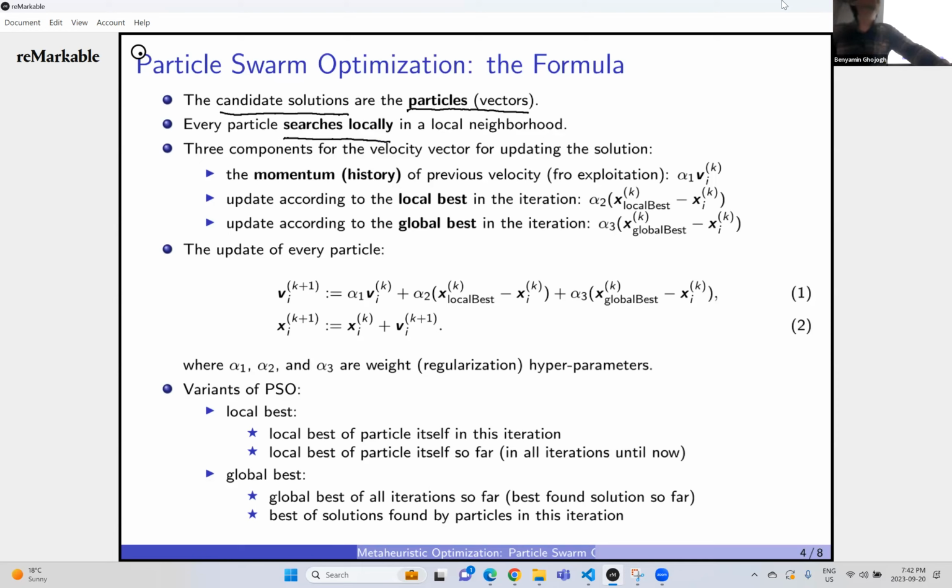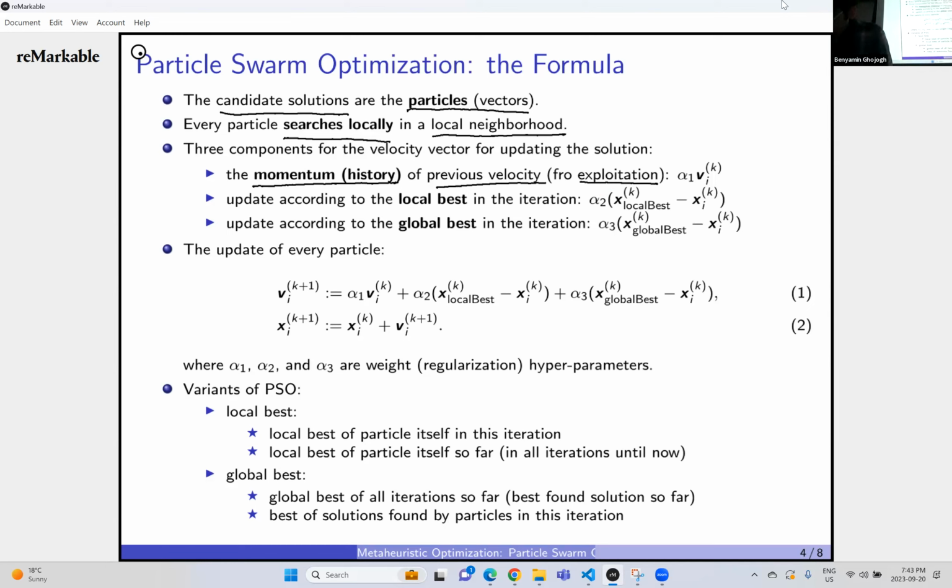Every particle searches locally. As you see, local search is the backbone of most metaheuristic optimization algorithms, right? It searches locally in a local neighborhood. There are 3 components of the velocity vector for updating the solutions. So you can see these vectors that I move toward you as a velocity vector. Velocity vector, okay? So we have 3 things. First off, momentum or history of previous velocity for exploitation. What do I mean by this?